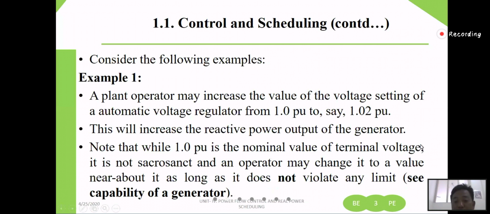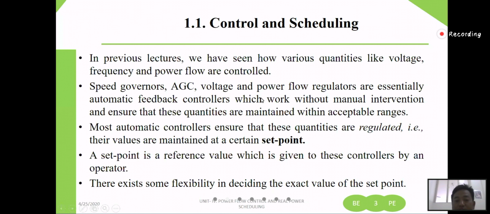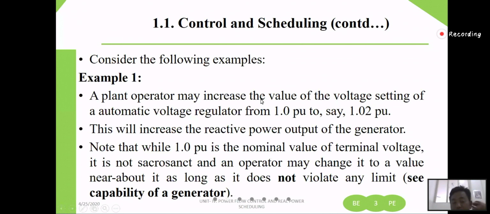And then, before defining the scheduling, let's consider the following example. There are 3 examples that I have given. So now our nominal value is 1 per unit voltage, let's say. Then the plant operator may increase the voltage setting of the automatic voltage regulator from 1 per unit to say 1.02 per unit. Okay, this can be set by the operator because this is a set point, but this will increase the reactive power output of the generator. So when you set this 1.01 to 1.02 per unit, in our system the reactive power output of the generator will increase. Okay, how to control it we have learned, but it will increase if you do like this.